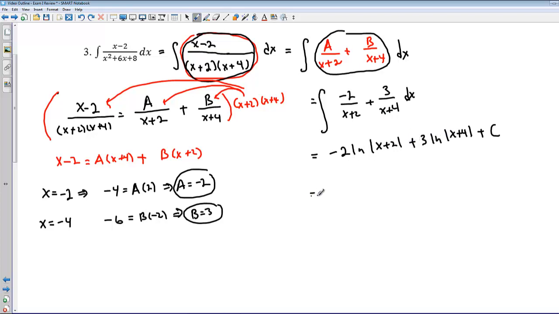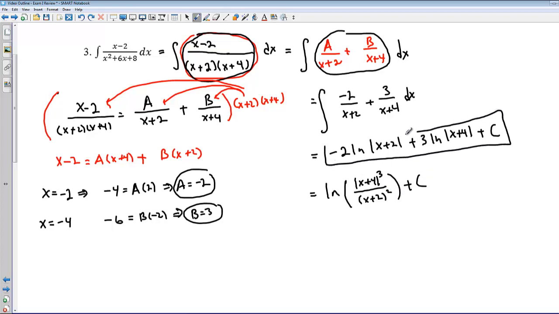If you want to be a bit fancy, you could rewrite this as ln of, and then you'd have the absolute value of x plus 4, and you could cube it, because you can move that 3 up into a power, and then divide it by, because that's a minus, and then you could square this if you wanted to and drop off the absolute values because you're squaring it. So x plus 2 quantity squared, and then all plus c. But you really don't have to go from here to here. This is a great answer. So if you want to leave it like this, I think that's great. So just leave it like that.